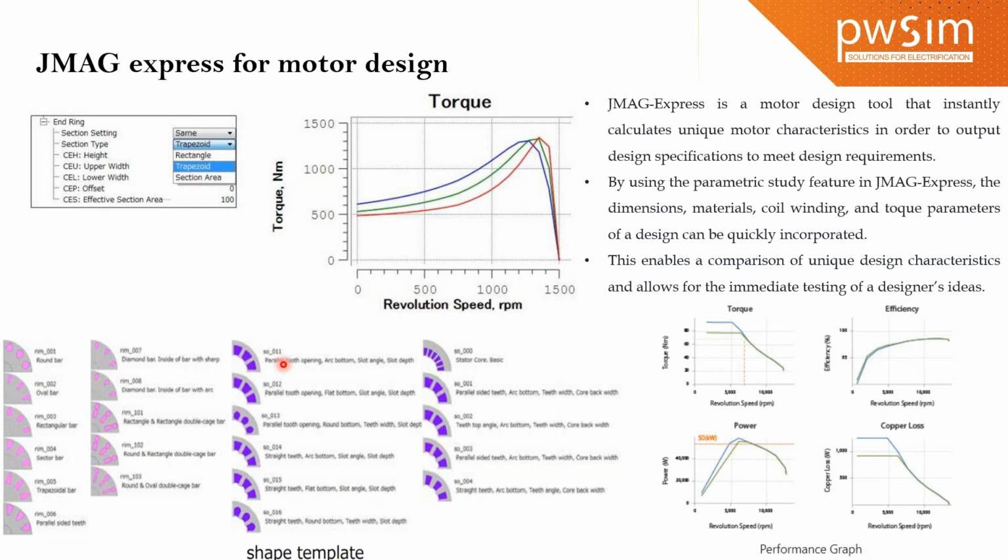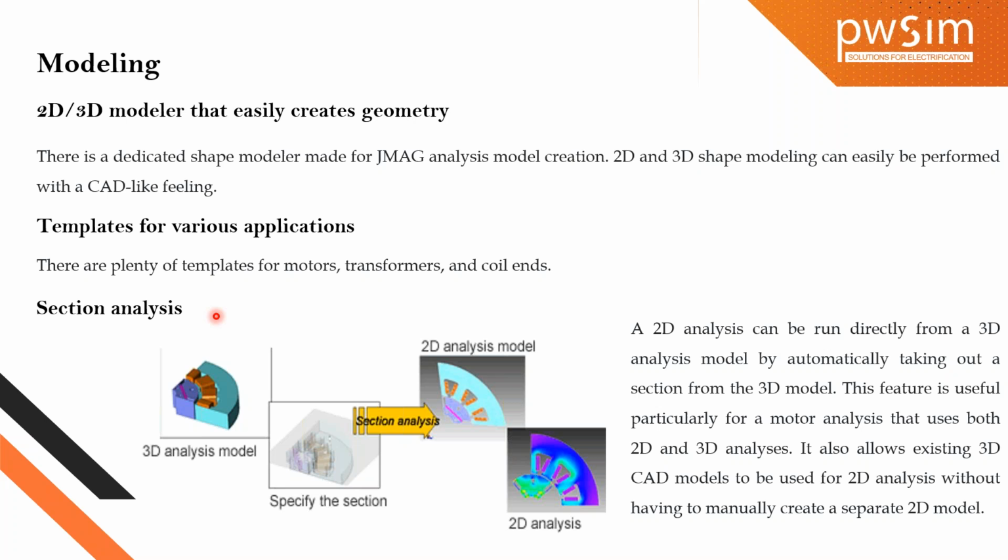So these are the various templates available in the JMAG Express motor design tool, where you can choose the combination of stator and rotor, define your geometry set, and get the characteristics quickly, in 1 minute, using the JMAG Express motor design tool.